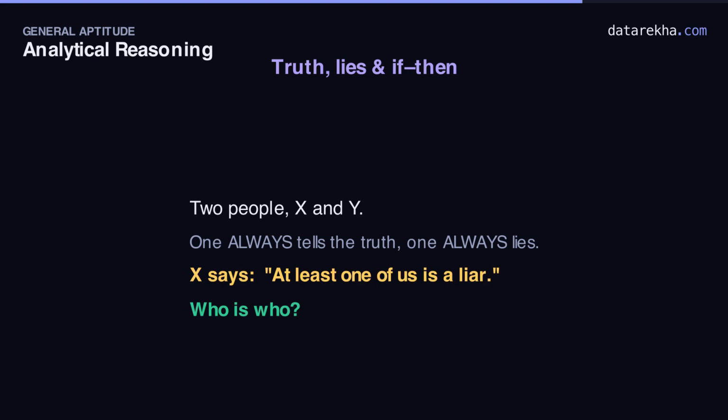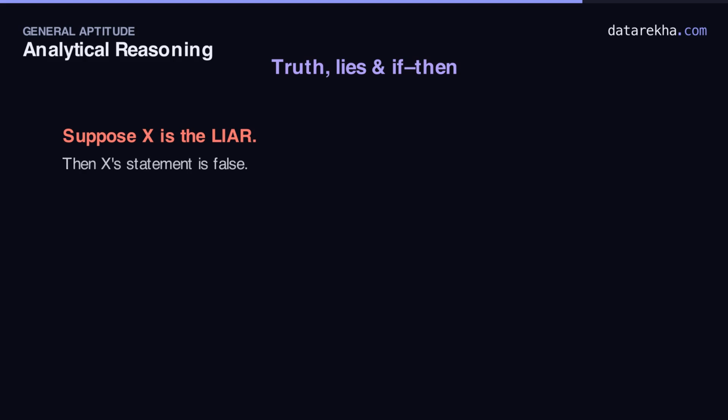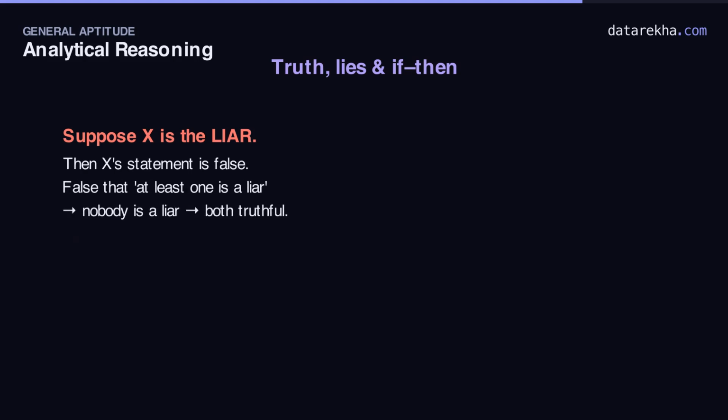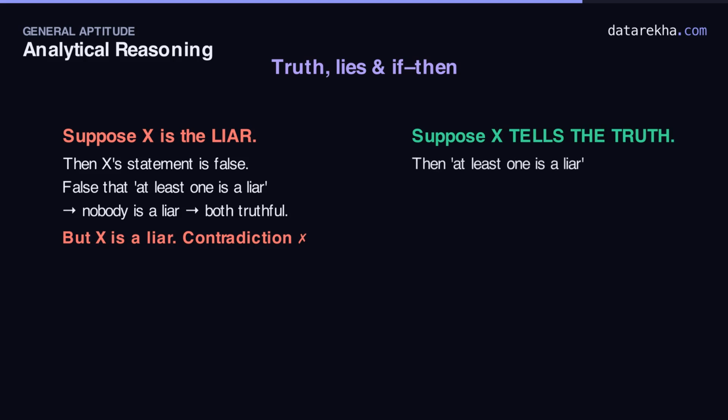Test the two cases. Suppose X is the liar. Then X's statement is false. But the statement says at least one is a liar. For that to be false, nobody is a liar. So both are truthful. That collides with X being a liar. Impossible. So X must be telling the truth.